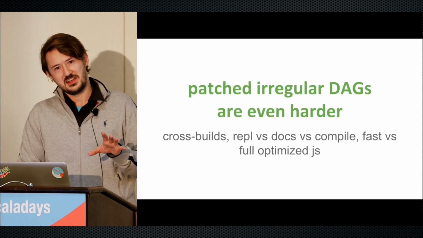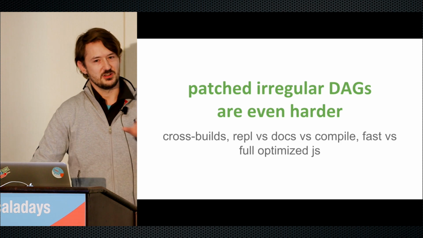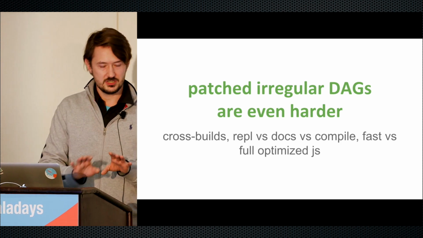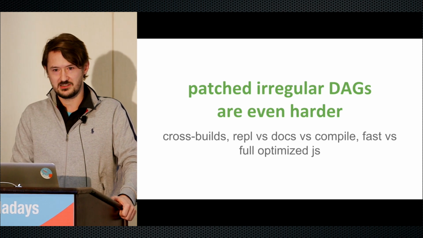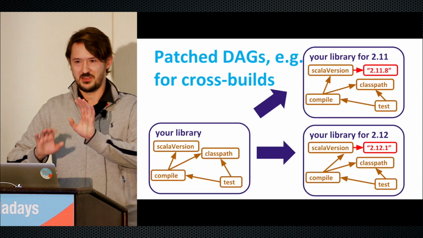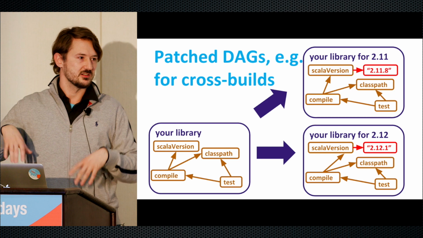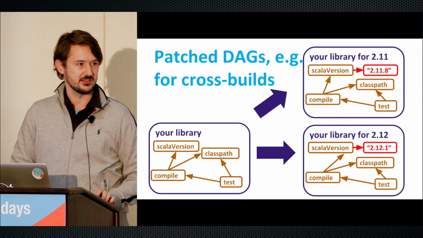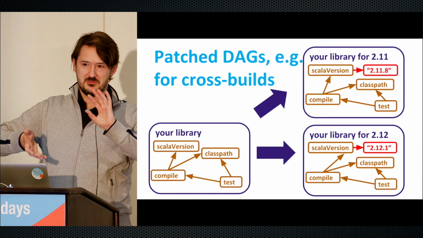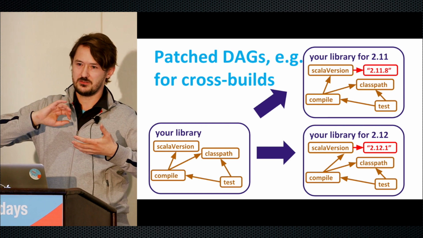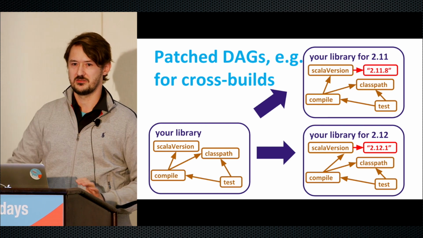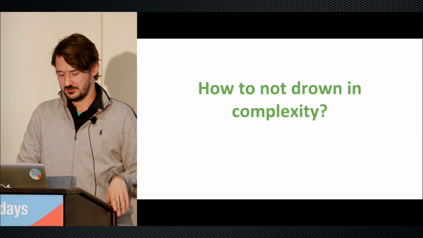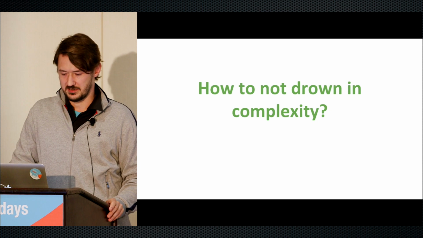Oh, first, actually, it's even harder than I showed, because you're not even having just these complicated graphs. You're even working with patched versions of them. For cross builds or these things, you take that graph and patch it in different ways, or for Scalac options in REPL but not in compile or things like this. So you have to understand enough of the graph to work with it, but also understand that there are different derivations that behave slightly differently. Right, so how to not drown in all this complexity?